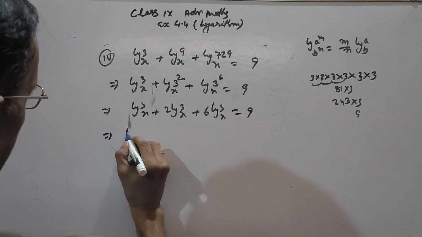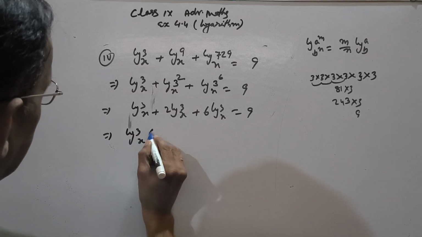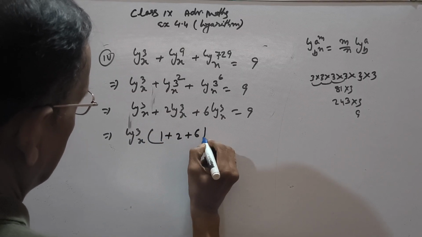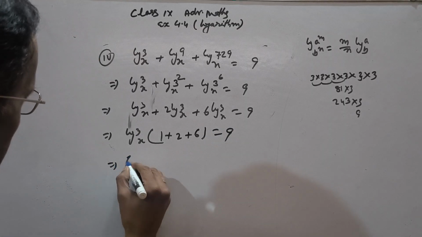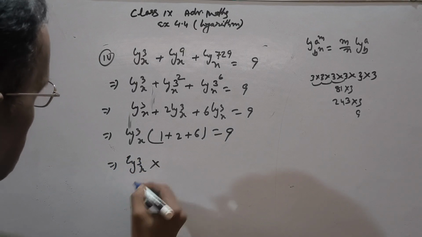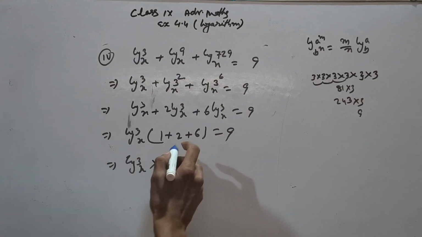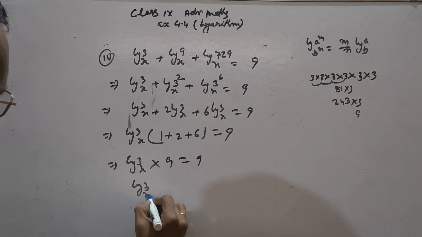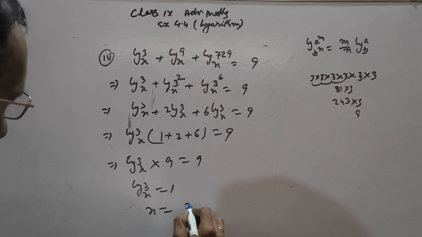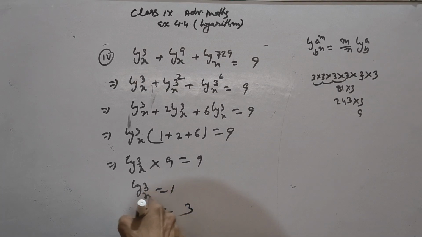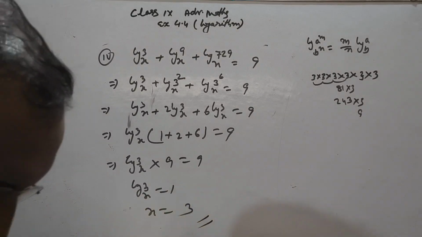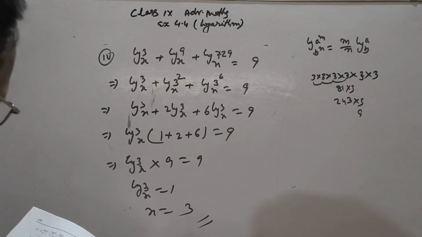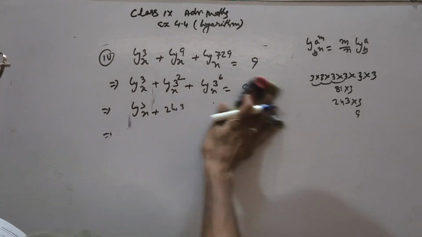See very clearly log 3 to the base x is common. What are we getting here? 1 plus 2 plus 6 equal to 9. So log 3 to the base x into 9 is equal to 9. So what is log 3 to the base x equal to? 1. So x equal to 3. So this is the answer. Remaining sums are easy, you can do yourself. So can we go to number 13, important sum?